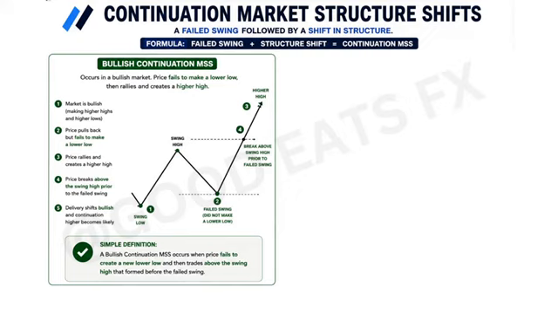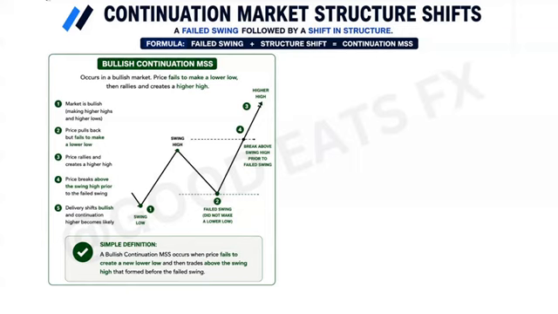Look at point number two. Price pulls back but fails to make a lower low. Look at now point 3 and 4. Price rallies, creates a higher high, breaks above the swing high prior to the failed swing. And then we have a confirmed bullish continuation shift. Simply put, your continuation shifts are going to confirm that we're still following that trend.